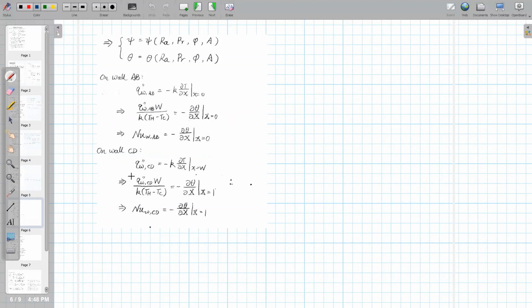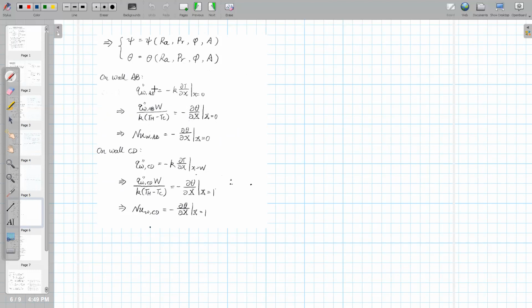Similarly, okay, you can also calculate the Nusselt number on the wall CD, the cold wall. Okay, it will be basically partial theta partial X at X equal to 1. You can also calculate the Nusselt number on the 2 side walls, BC and AD. That will be partial theta partial Y at Y equal to 0 and Y equal to A. Okay, so this is some post-processing you can do after you get your numerical result to convert it to the heat flux. And note that this heat flux you got here is the local one, because theta is a function of x and y, right? So basically, this q prime you got here is also a function of y.